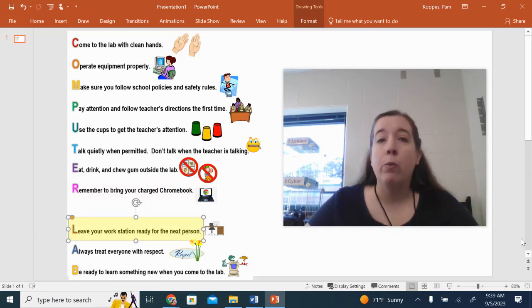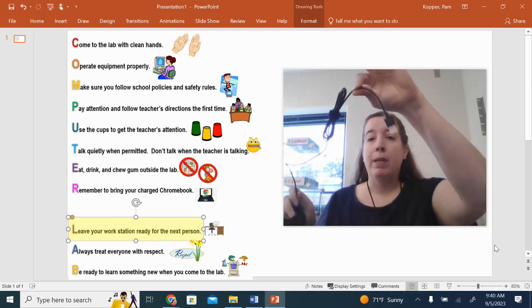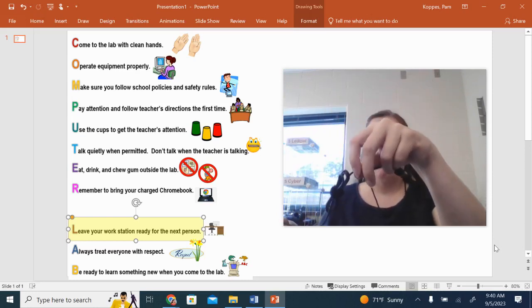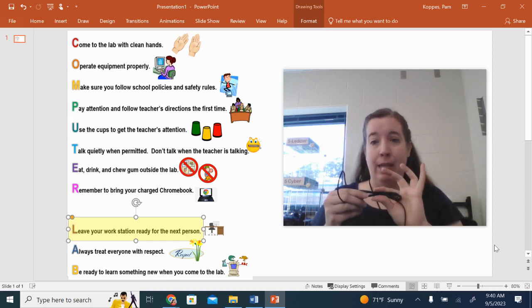L is leave your workstation ready for the next person. My classes are back to back, so we have to make sure things are ready for the next group. That will mean pushing in your chair, cups to the left of the seat number, and mouse to the right of the seat number. If you are borrowing one of my computer mice, you should not take the cord keeper off of it. The cord keepers look like this. There is plenty of mouse length that you can plug it in without undoing the cord. Keep it tightly bound together.